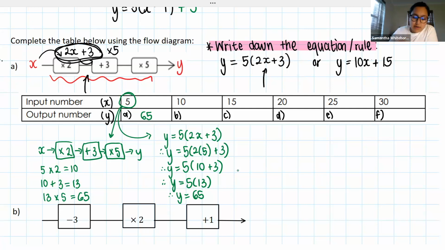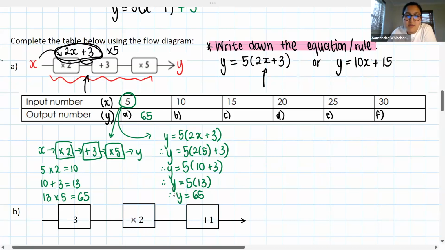Right, so would anyone like to raise their hand to give me the output value when x is 10? You're going to have to say your name for me. There's a pop-up to unmute yourself. There you go.